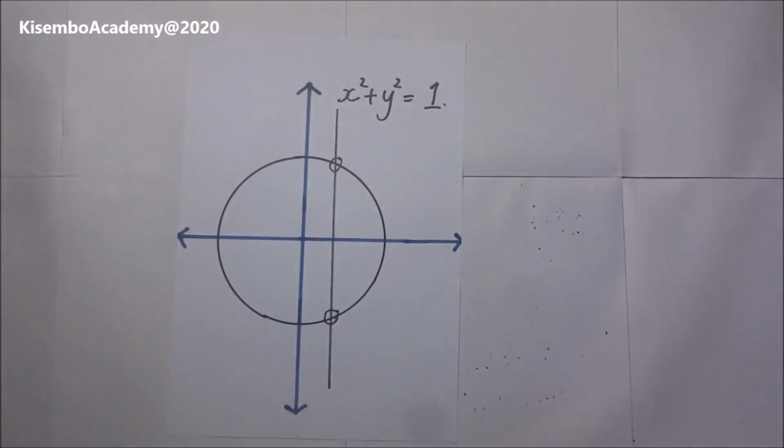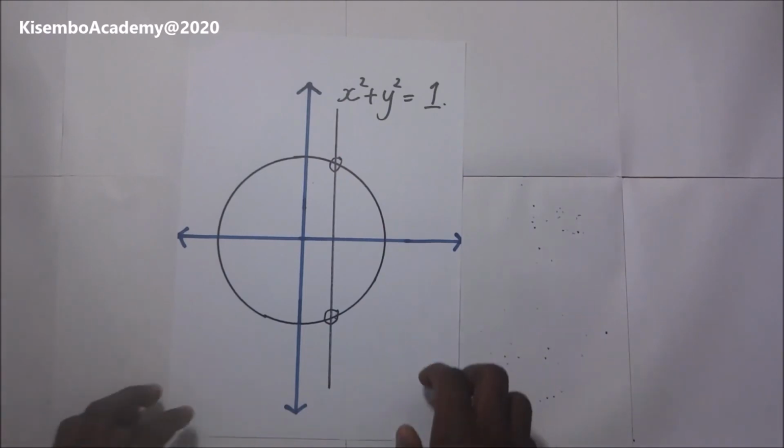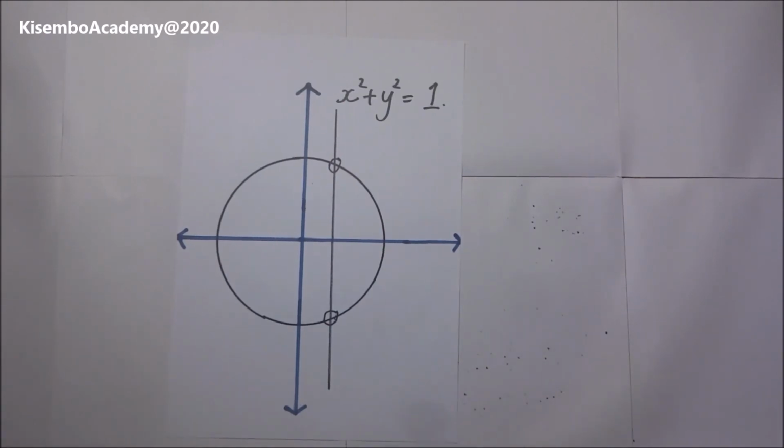So in summary, we said that the vertical line test is simply a method that we are going to use to determine whether a relation is a function. And how we go about it is very simple. We draw a vertical line, and if the vertical line intersects the graph exactly once, then that graph that it has intersected is a function, or we can say that relation is a function. But if it intersects it more than once, then that relation is not a function.